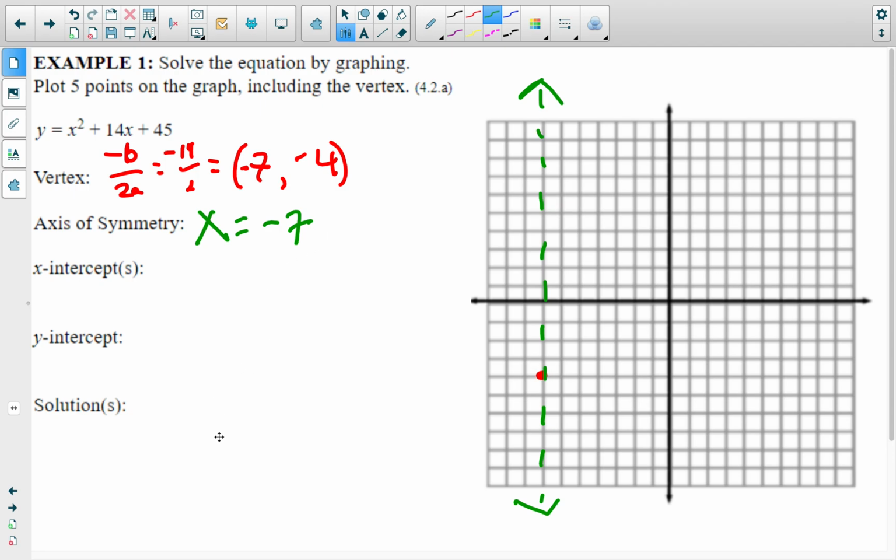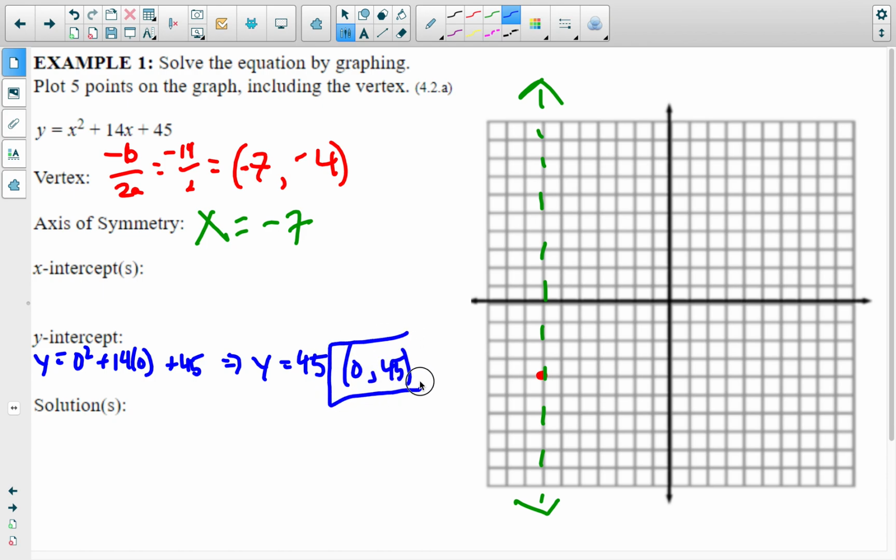All right, and so to find our intercepts, we're going to skip that for right now. We'll use a graphic approach to help us find those in just a second. And to get our y-intercept, let's plug in 0 for x. All right, so let's plug in y equals 0 squared plus 14 times 0 plus 45, meaning that our y value would be 45, so our y-intercept would be at 0, 45. We're not going to be able to graph that on here. Our axes only go up to positive 10, but that's what our y-intercept would be.